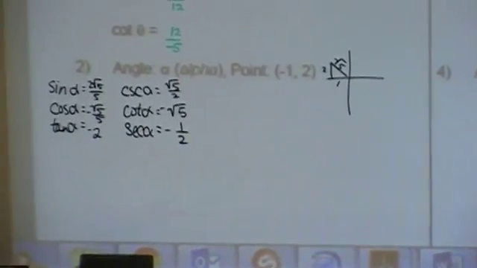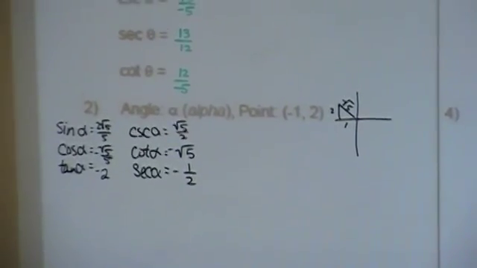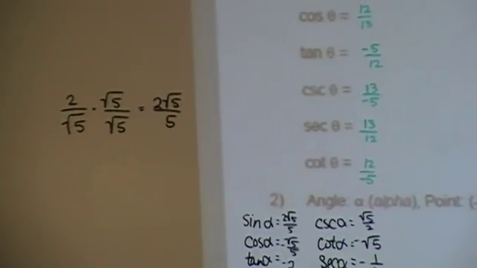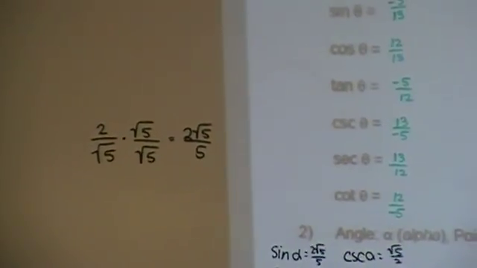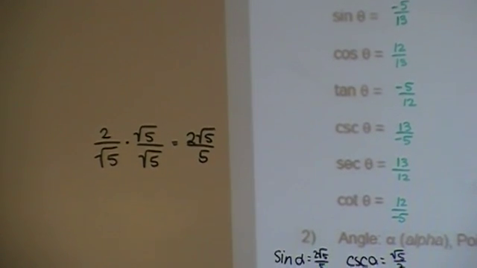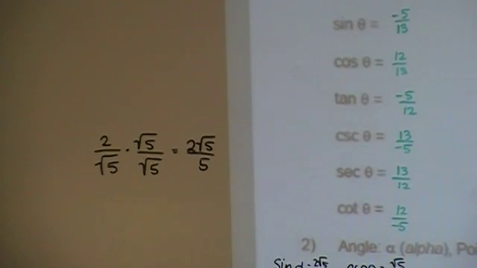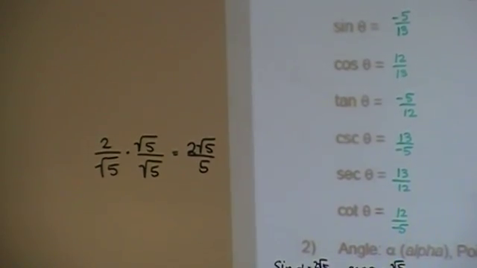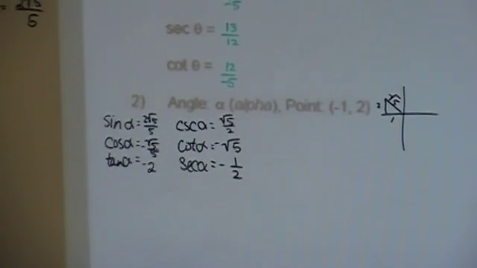Okay, so I answered Mackenzie's question. She asked, why is it 2 square root 5 over 5? And over here on the side I showed you have to rationalize it, because sine is opposite over hypotenuse, so that would be 2 over the square root of 5, and you can't leave a square root of 5 in the denominator, so you have to rationalize that, and you end up with 2 square root 5 over 5. And the same thing happens on cosine.